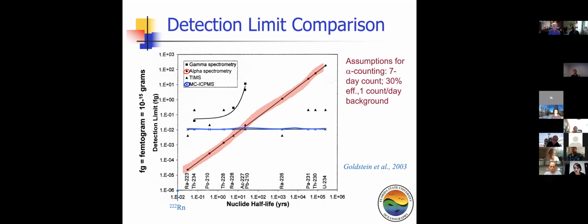The half-life of radon-222 in years is 1 times 10 to the minus 2. All right, it's 3.82 divided by 365. So we can extrapolate this trend and you get 1 times 10 to the minus 5th femtograms. A femtogram is 10 to the minus 15, so that gives you 1 times 10 to the minus 20.